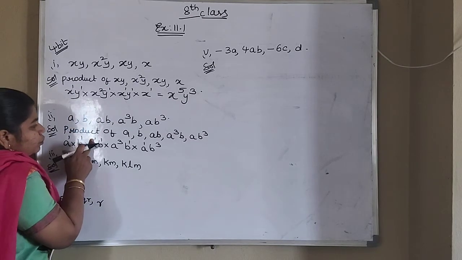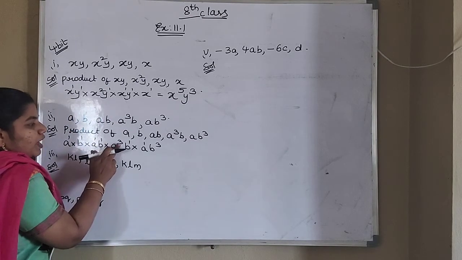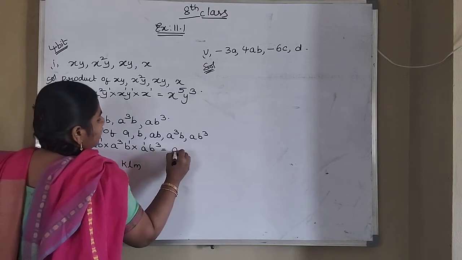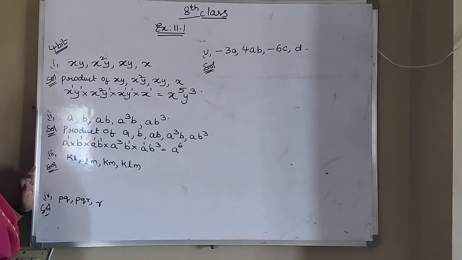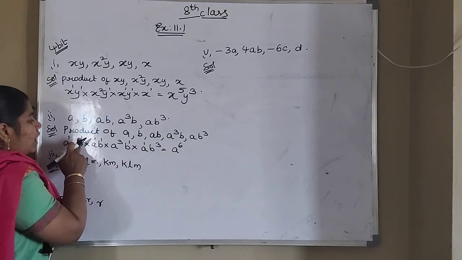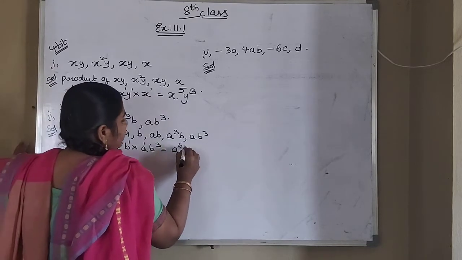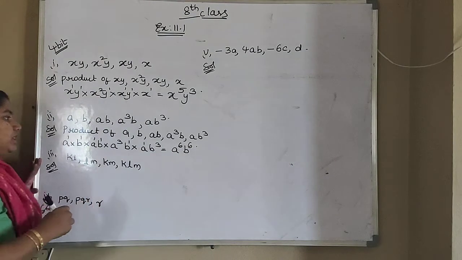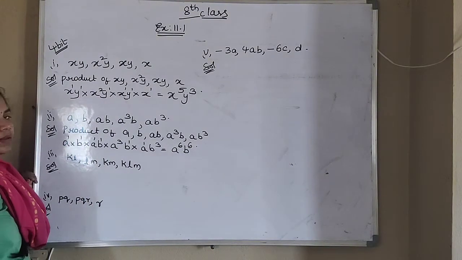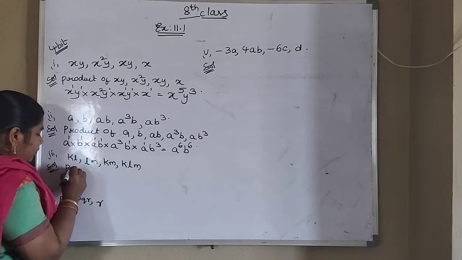1, 2, 3, 4, 5, 6. That means A power 6. Now count B's. 1, 2, 3, 4, 5, 6. That means B power 6. So what is the result? A power 6 and B power 6.